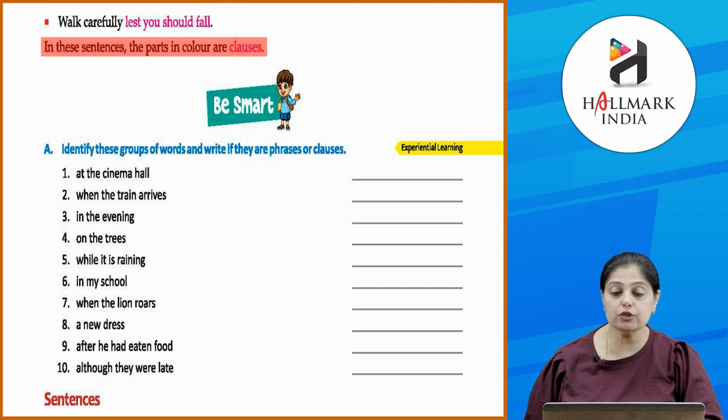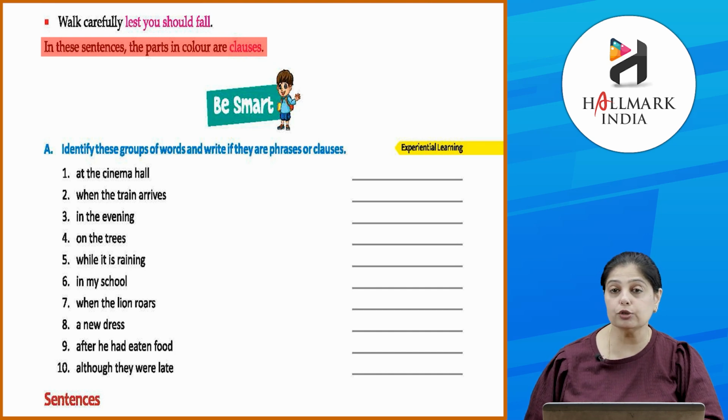So ये जो है, phrases में क्या होता है? They are a group of words. They make some sense, but not complete sense, and that's why they are called phrases. And they do not have a subject or a finite verb. Clauses में क्या होता है? They contain a subject and a finite verb also, and it is a part of the bigger sentence and conveys complete sense.